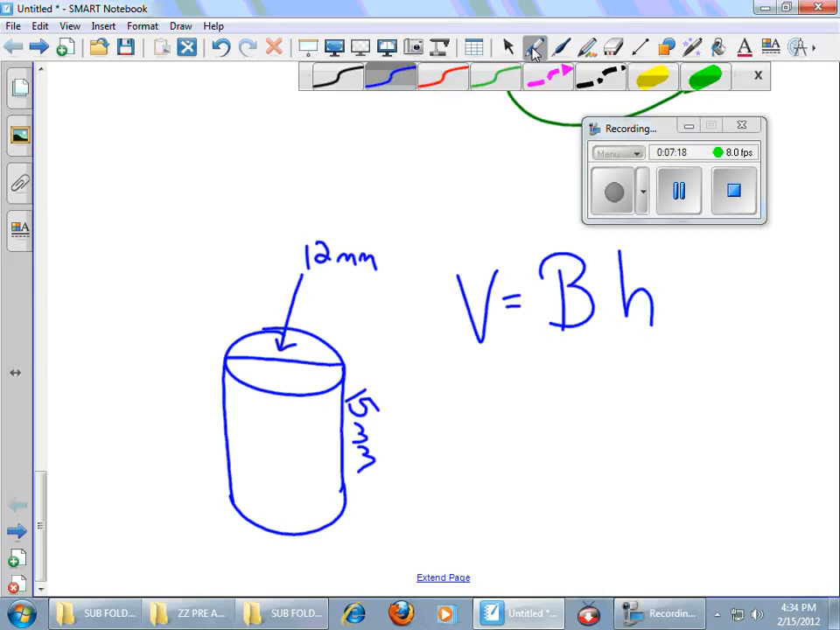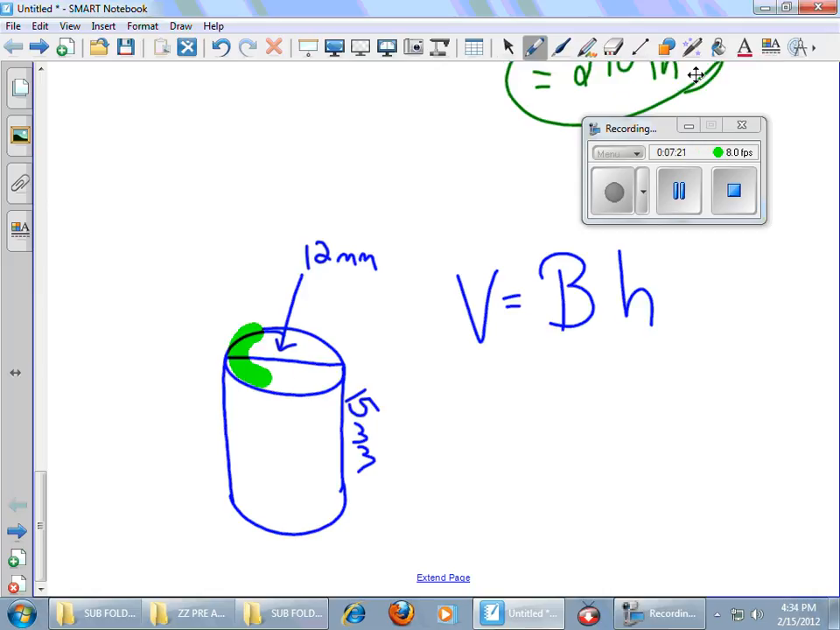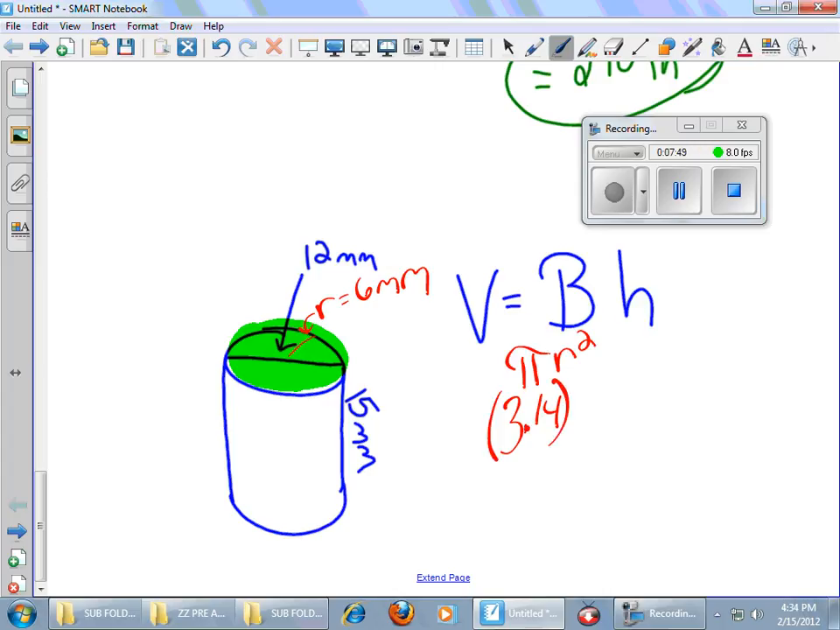Well, my base in this case, gee, I'm a poet and I didn't even know it, my base is a circle, right? So, to figure out the area of that base, I'm going to need my formula for the area of a circle, and that'll be pi r squared. So I'm going to need to know the radius. Well, the diameter is 12. That means the radius is 6 millimeters. So I'm going to go 3.14 times 6 millimeters squared. And then I'll multiply by how tall it is, and that'll be 15 millimeters.